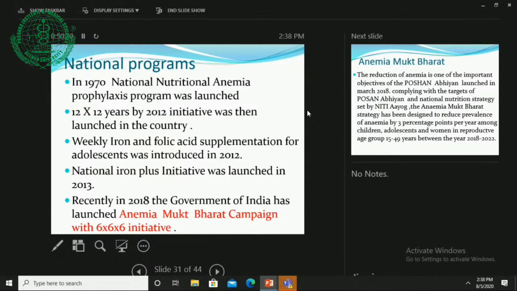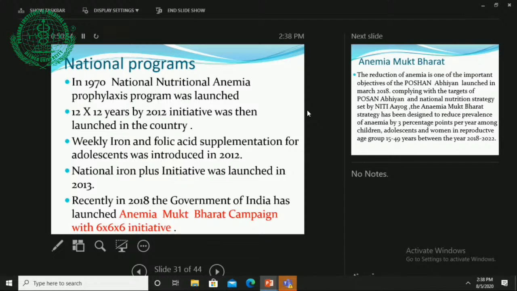Now in 2013, they added a few more beneficiaries to that program, and the name of the program was National Iron Plus Initiative. So they widened the scope of this program, and 6 different beneficiaries were introduced under this program. I will not go into detail of that program. I will just tell what changes they have made in the recent program which we are having and which was introduced in 2018.